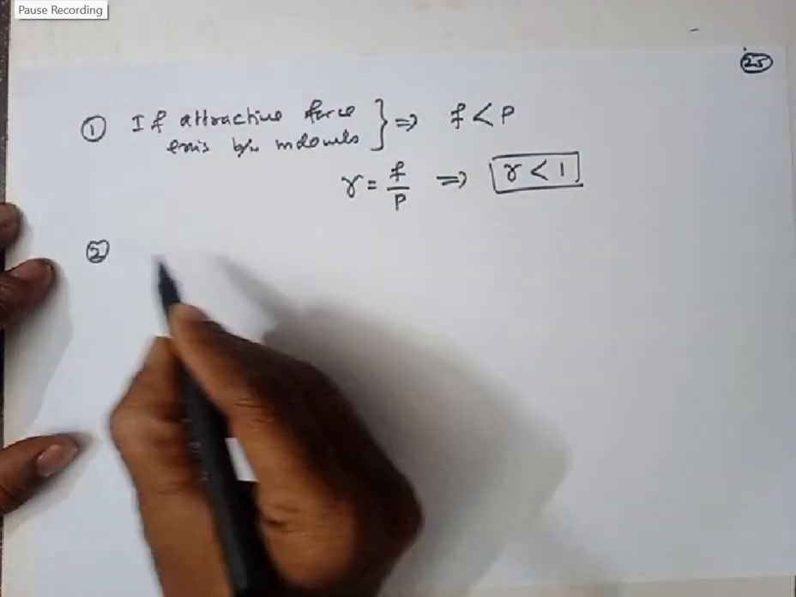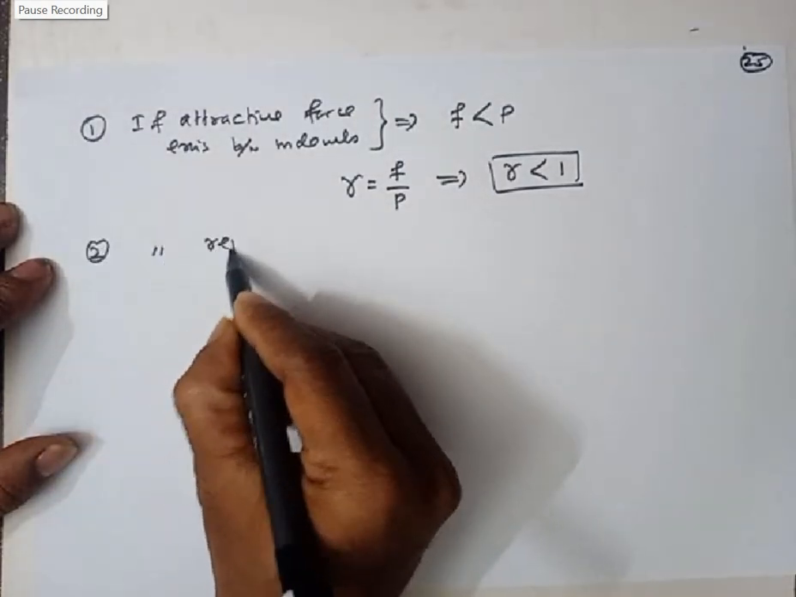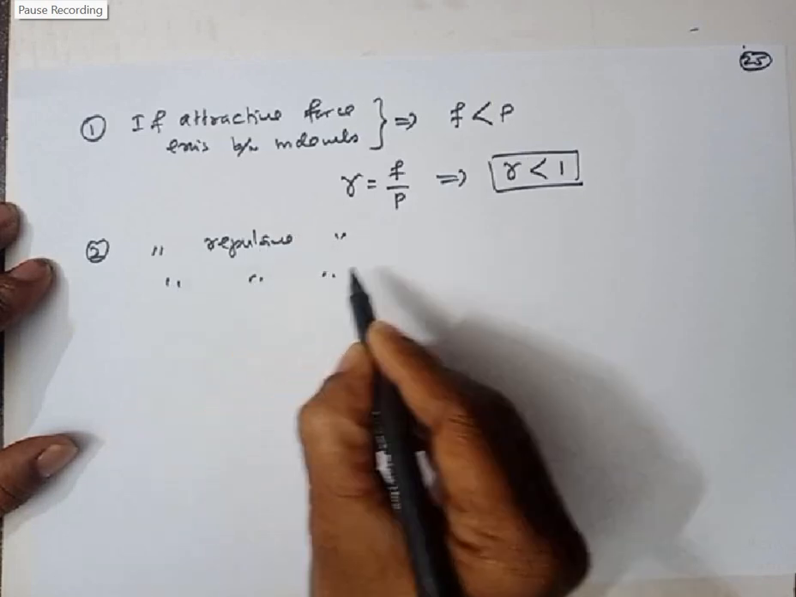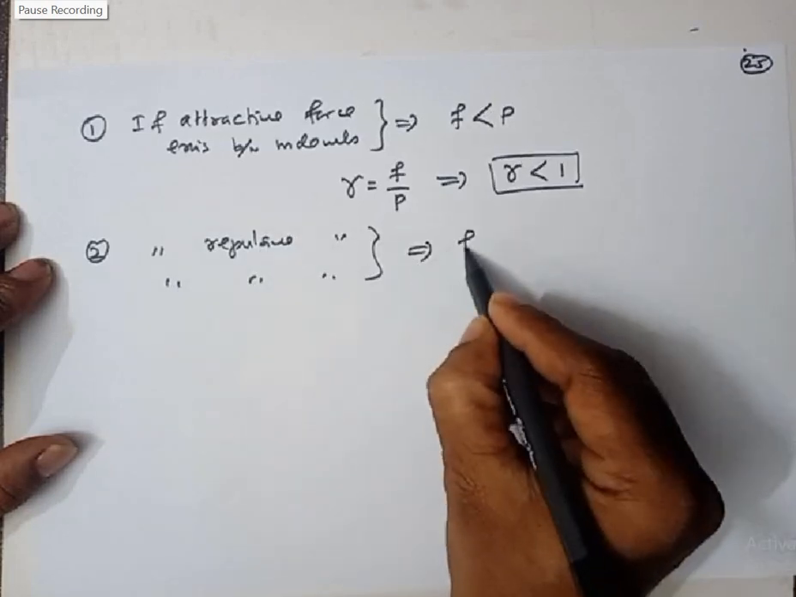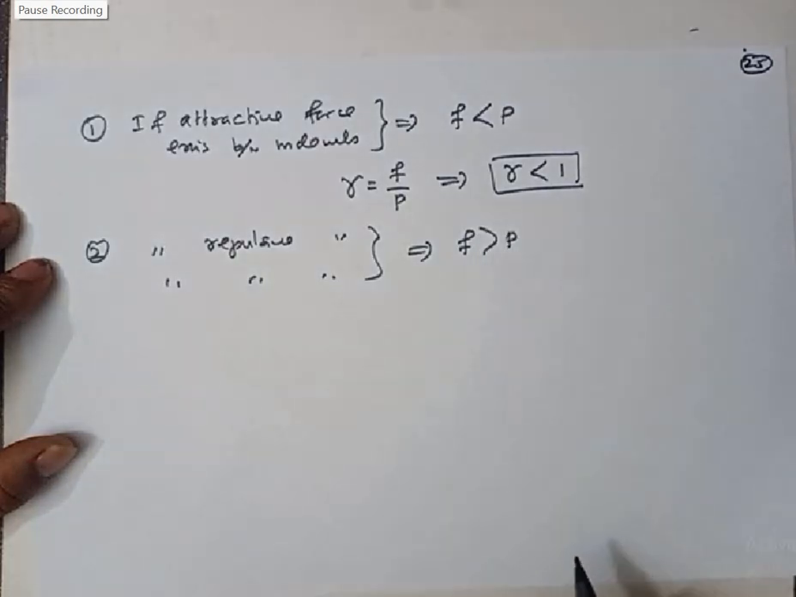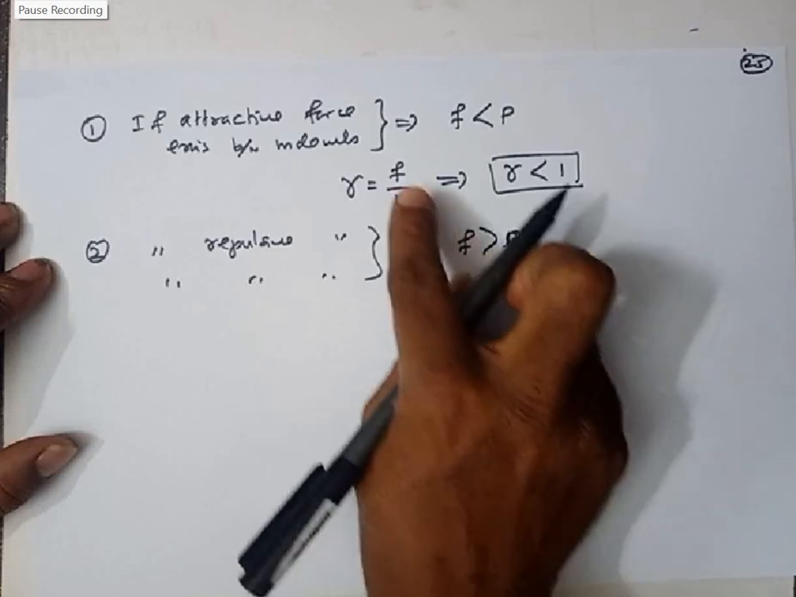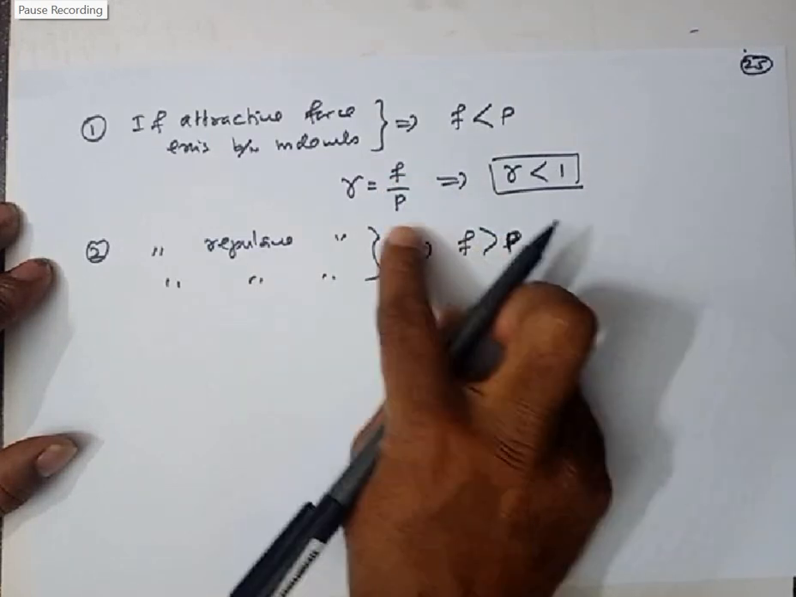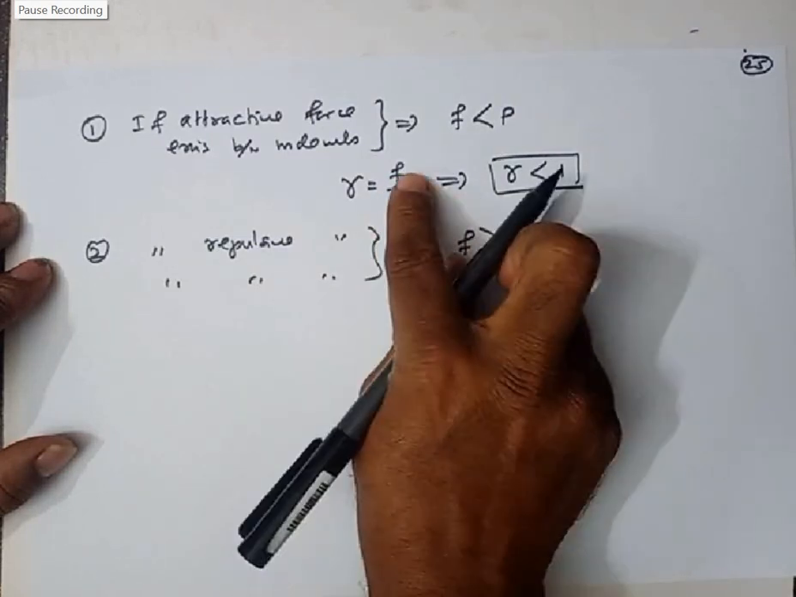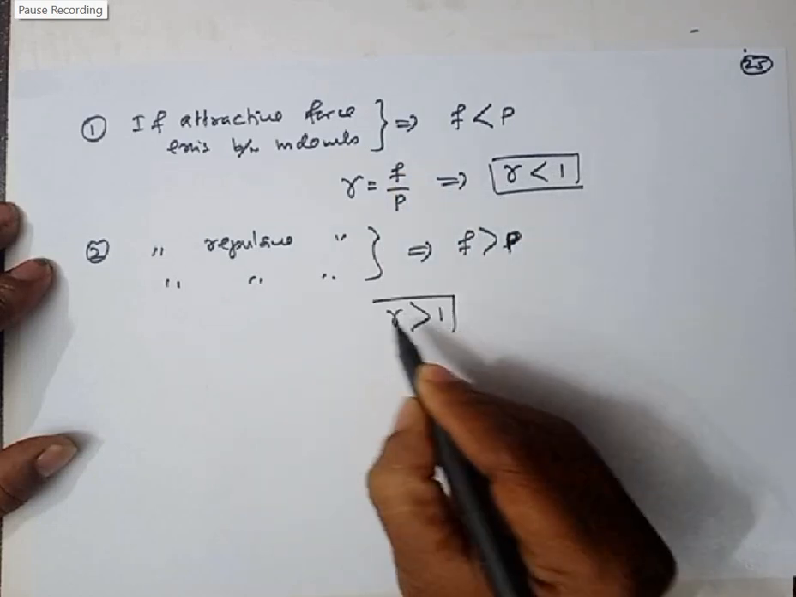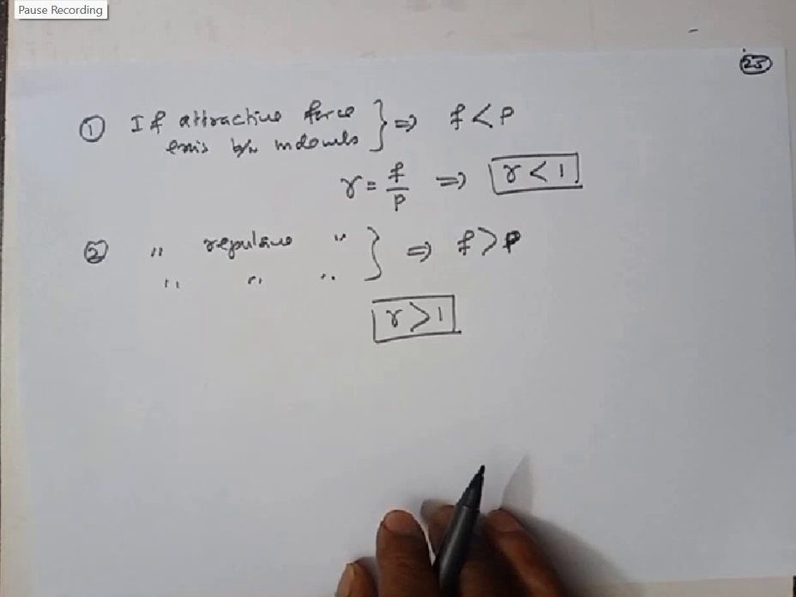Number 2, if a repulsive force exists between molecules, in this case the fugacity value is greater than pressure. Fugacity is the numerator and pressure is the denominator, right? Since F is greater, the gamma value will be greater than 1. Yes, take down.